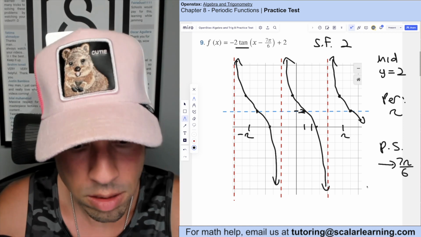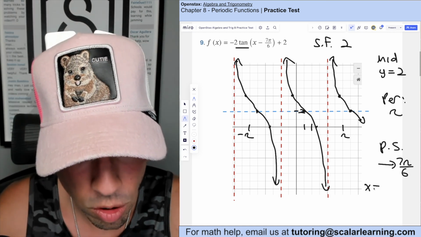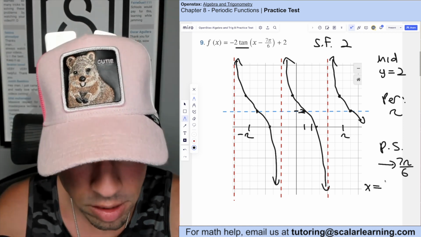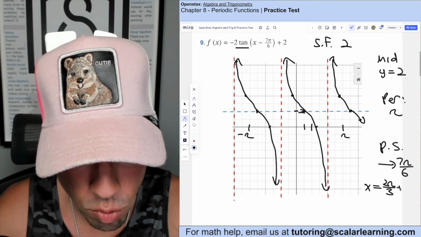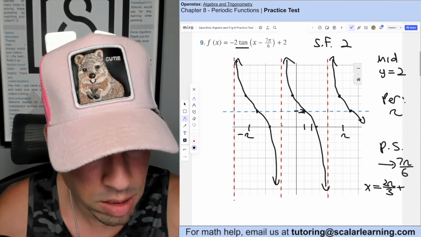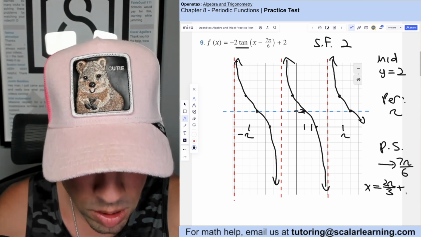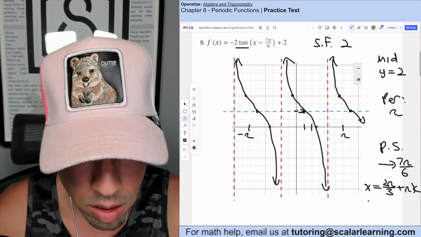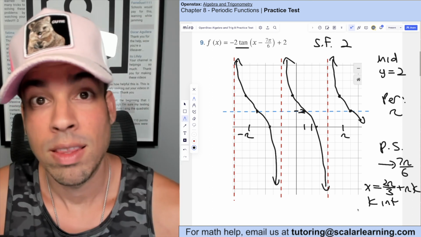And last but not least, to get the equation of the asymptotes, you can see we got one here at x equals 2π/3, and then they repeat every π, right? Because 6 of these spaces is π. So then we'd say plus πk, where k is any integer. That's how you do it.